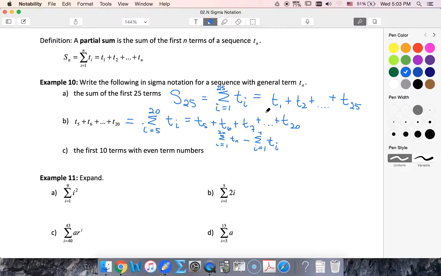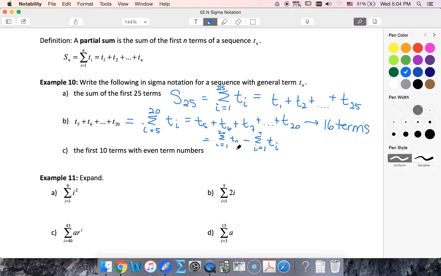So this is equivalent to the full 20 minus the first 4. So I've got 20 terms minus 4 terms. This means I actually have the sum of 16 terms. So in this case, this is 16 terms. So I could think 20 minus 5 plus 1, or I could think all 20 terms minus the first 4 terms.